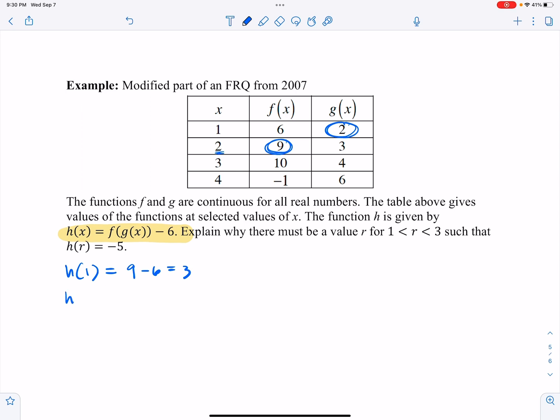Then we want to find h of 3. So we need first g of 3, right? Since g is the inside function, so that would be 4. So that means we're evaluating f of 4. So we go over to the x value of 4. F of 4 would be -1. -1 minus 6 would be -7. Well, -5 lies between -7 and 3. So, yes, there would have to be an r. Well, it's not asking us, it's asking us to explain why.